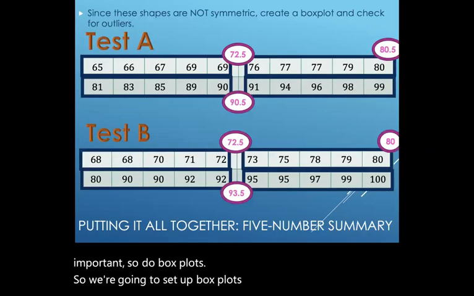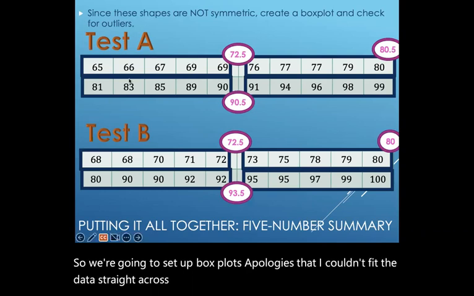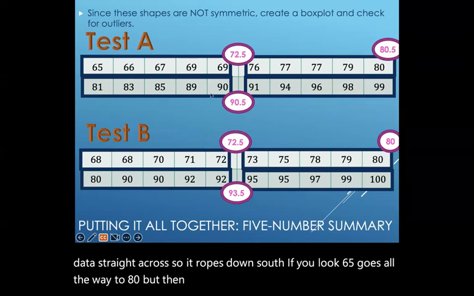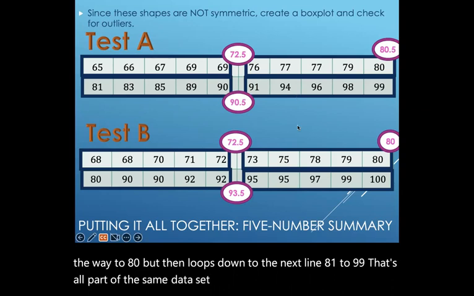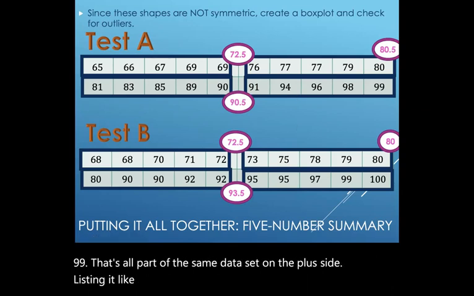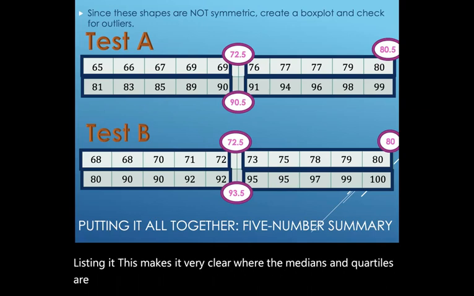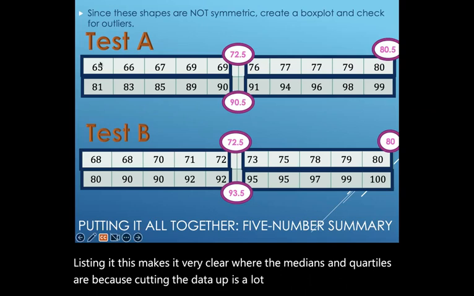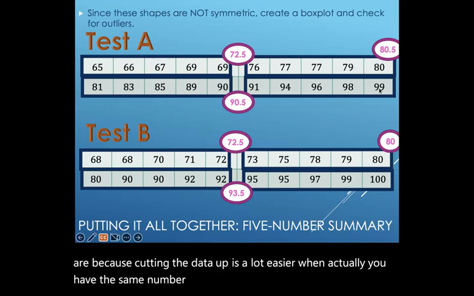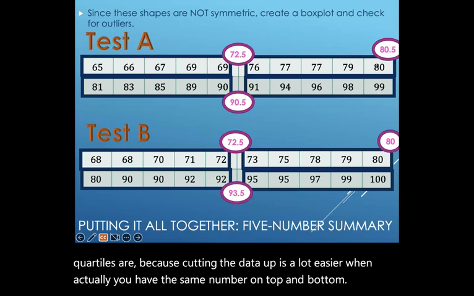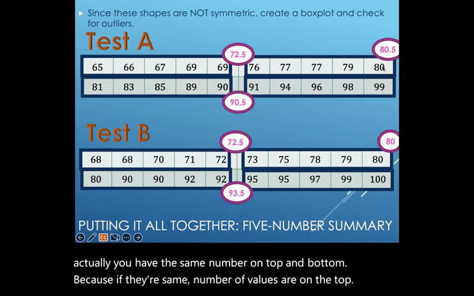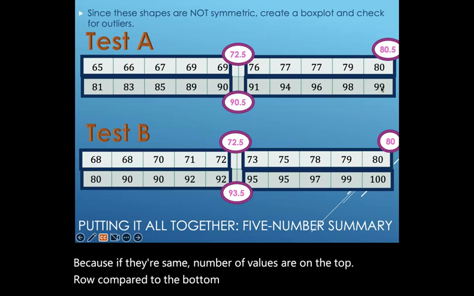Apologies that I couldn't fit the data straight across. So it actually ropes down. So if you look, 65 goes all the way to 80, but then loops down to the next line, 81 to 99. That's all part of the same data set. On the plus side, listing it like this makes it very clear where the medians and the quartiles are, because cutting the data up is a lot easier when you have the same number on top and bottom. If the same number of values are on the top row compared to the bottom row, then that means we've cut the data in half.